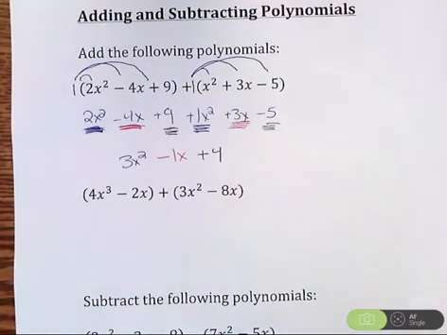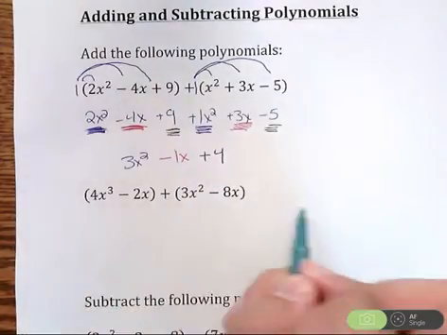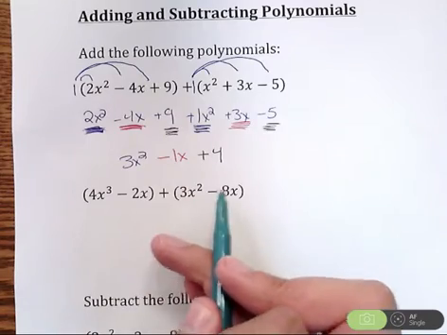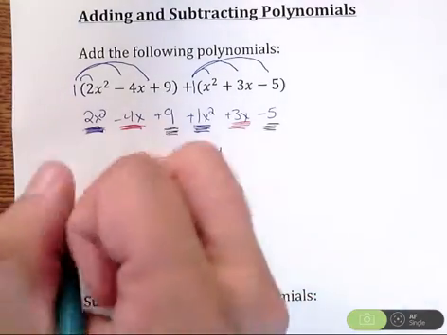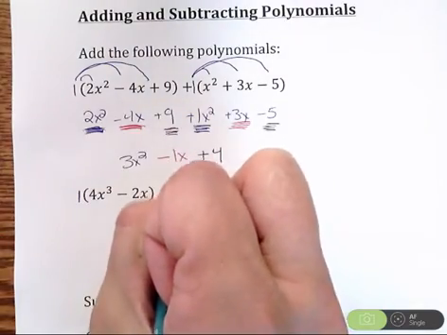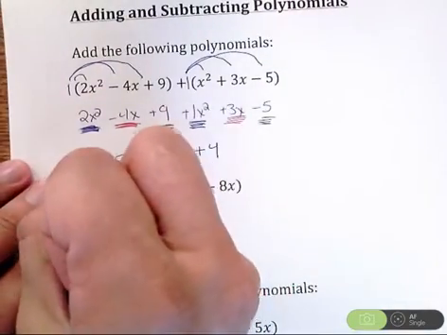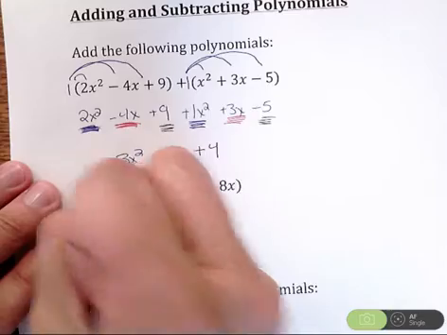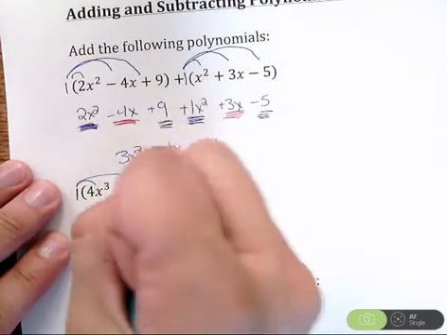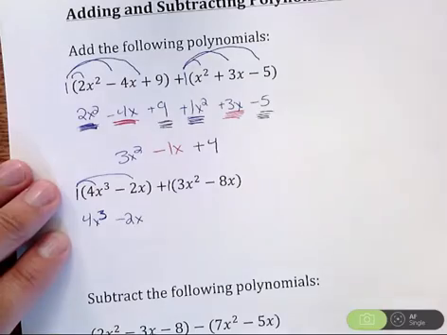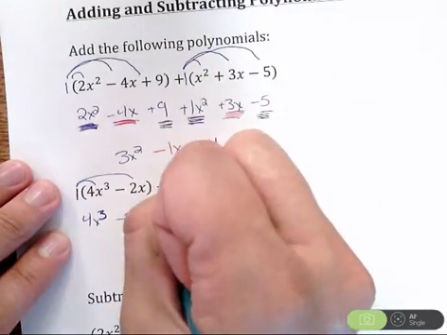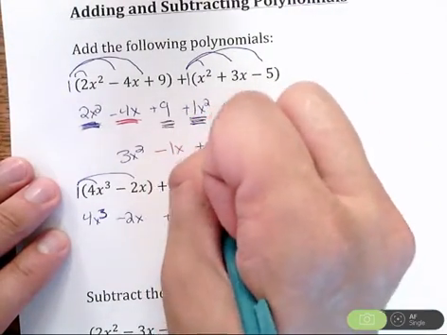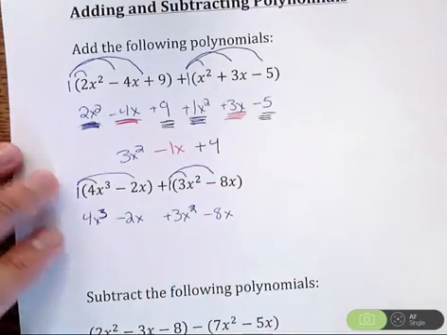Just to make sure we got this, I'm going to do one more example of adding. So again, the setup, we have 4x cubed minus 2x plus the polynomial 3x squared minus 8x. We got to take those numbers outside the parentheses, none there because they're ones and we don't write them. Let's distribute those through. 1 times 4x cubed is just 4x cubed. 1 times negative 2x is just negative 2x. 1 times 3x squared is plus 3x squared. And then 1 times negative 8x is negative 8x.